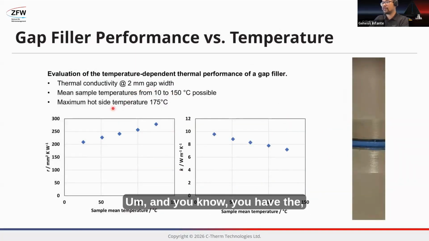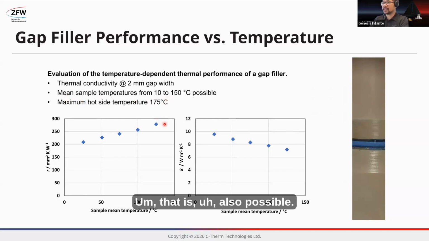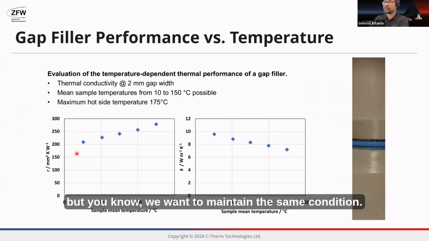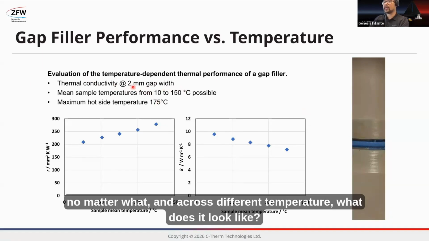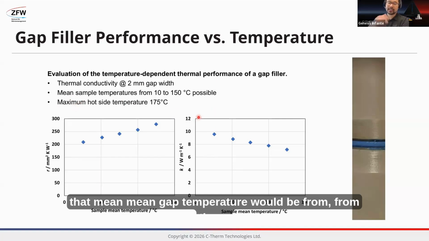And you have the performance versus temperature itself. That is also possible. In this case, there are so many parameters that we are controlling, but we want to maintain the same condition. So in this case, you want to maintain, let's say, the same gap every time, right? No matter what. And across different temperatures, what does it look like? And then you can control what that mean gap temperature would be from there.